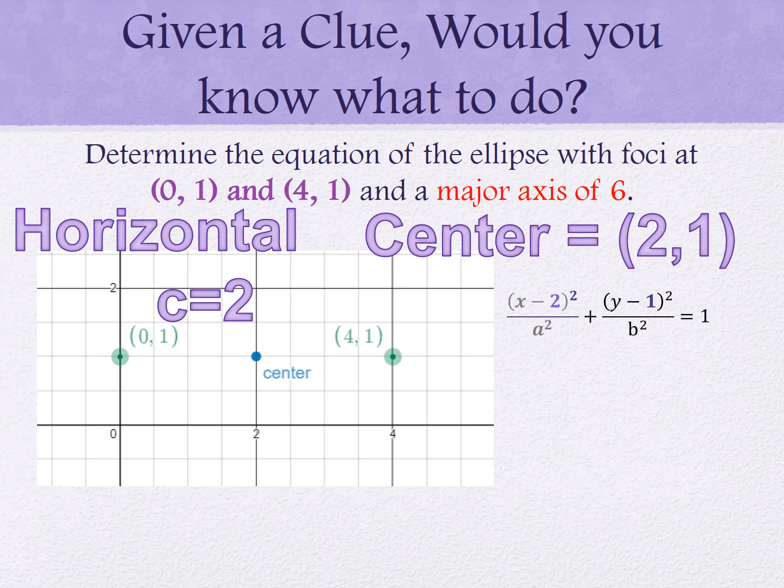Okay, next, what else can I find? Well, I've kind of exhausted that first clue about the given foci, and now I'm going to move to my second clue, that major axis of 6. What does that tell me?